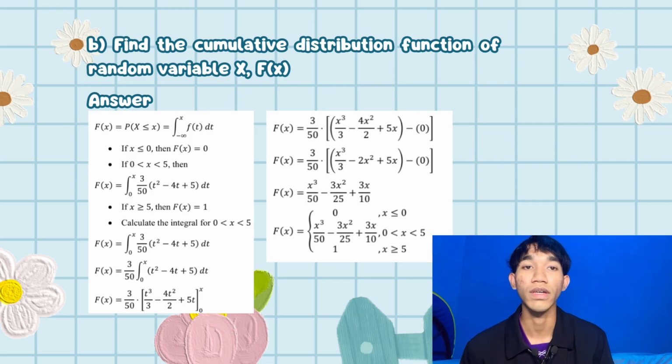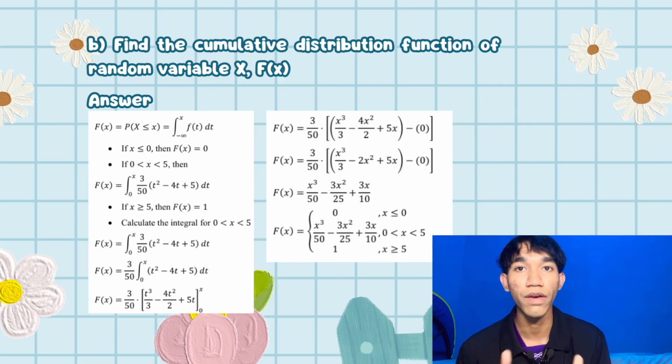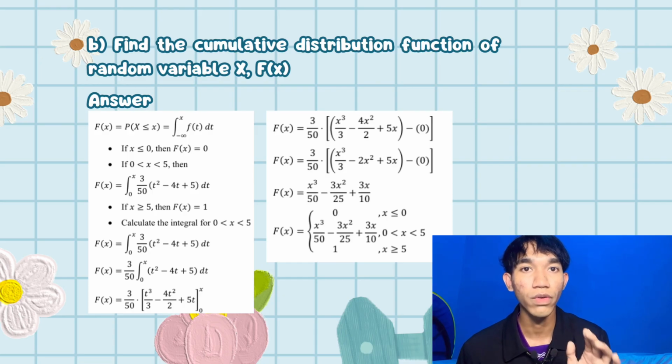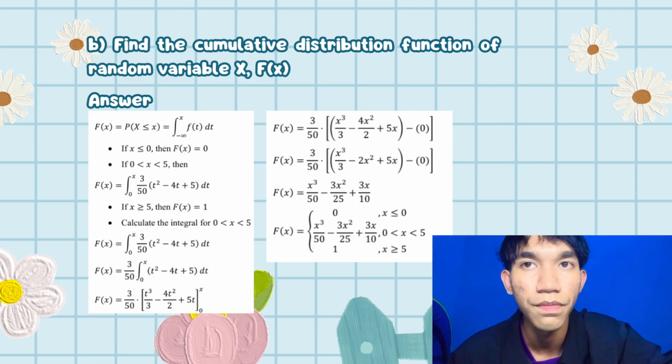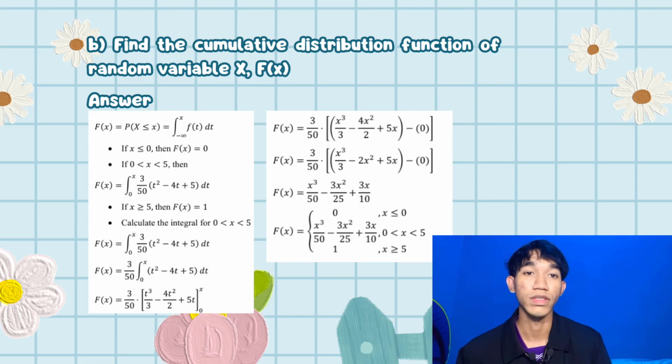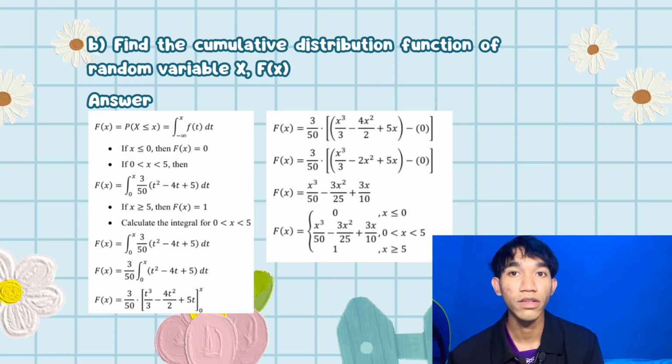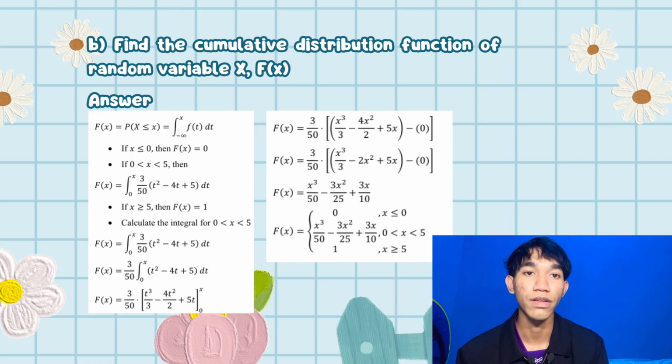For the second interval, which is x between 0 and 5, we integrate the PDF from 0 to x. After integrating and simplifying, we get F(x) = x^3/15 - 3x^2/25 + 3x/10. So for the third interval, which is x more than or equal to 5, all probability has accumulated, so F(x) equal to 1. And the final answer should be like this. So that is the cumulative distribution function for the given random variable.